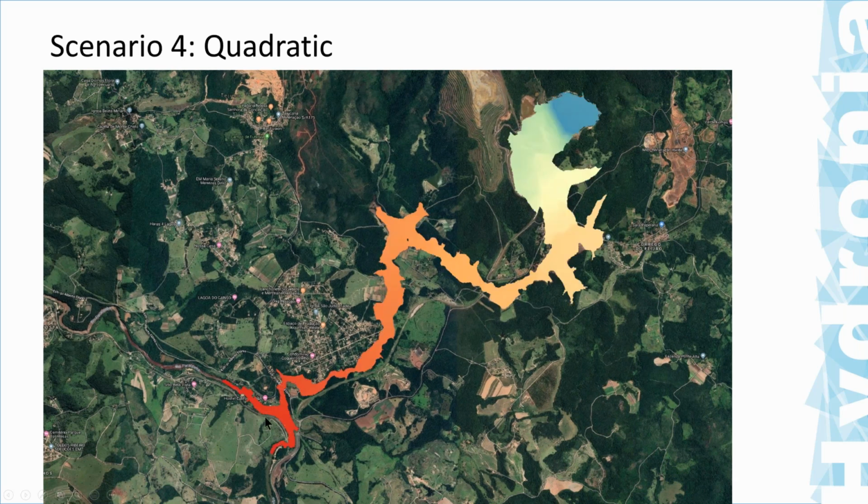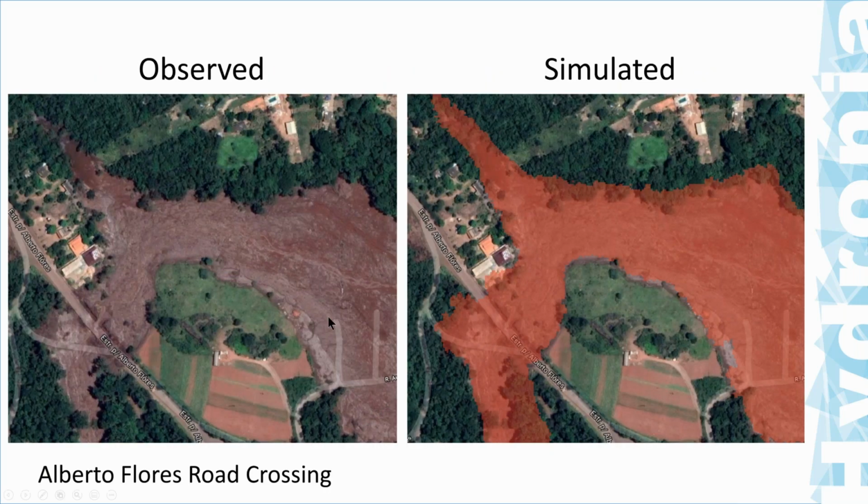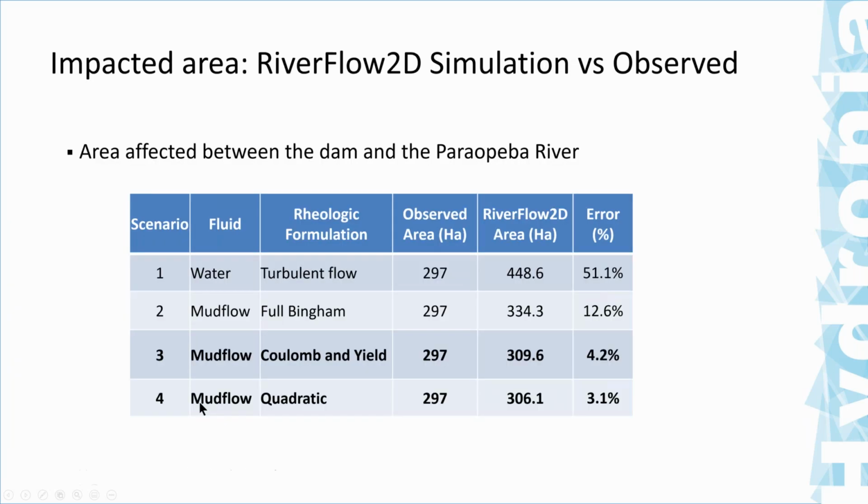And then, of course, the Paraopeba River. So in terms of the affected area, the model did a good job in many of the areas. This is another representation of what was the observed and simulated areas in the Alberto Flores road.